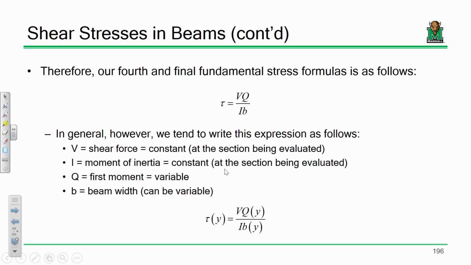Now, a couple things worth noting about this section. In general, when we write that expression, the V value is constant. The V value comes from our shear diagram. So if I samurai sword or lightsaber through a beam at a particular point, that's the shear at that point. That's typically a constant value. The I value, the moment of inertia, is also constant because you're cutting a section at a particular point. That point is going to have a moment of inertia. That's the section. Now, on a given section, the Q and the b value can be variable as well. Let me show you what's going on with that.